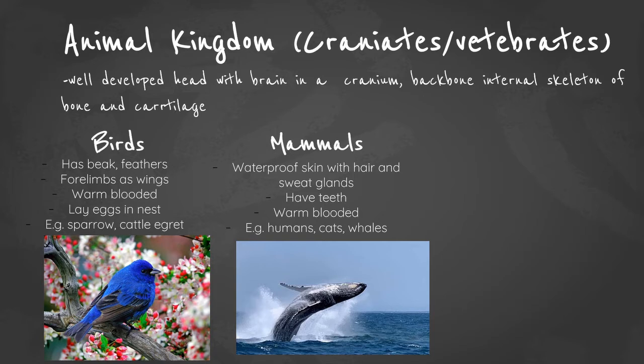Now, the last group of craniates or vertebrates that we'll look at are mammals. Mammals have waterproof skin with hair and sweat glands. They have teeth and are warm-blooded. Examples of mammals are humans, cats, and whales. Yes, whales are actually mammals. Most people tend to think that whales fall under fish, but they're actually mammals because they're warm-blooded.